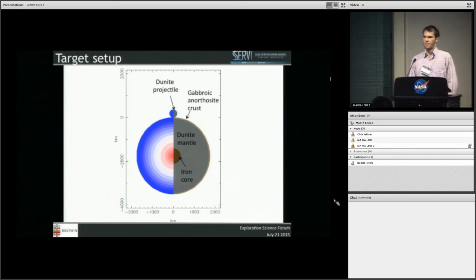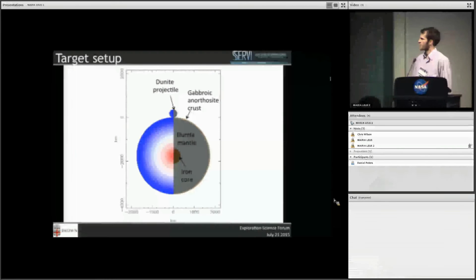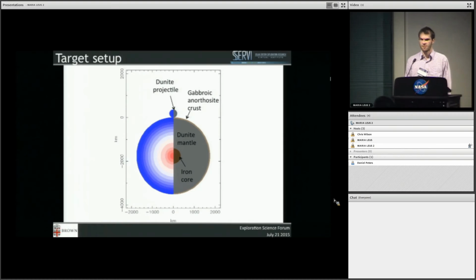This figure here is showing my target setup for looking at these Procellarum-sized impacts onto the moon. So here we have the moon modeled as a fully spherical planet, separated into a gabbroic anorthosite crust on top of a dunite mantle with an iron core at the center, and also using dunite to represent the impactor. We looked at impactor sizes above 200 kilometers in diameter and impact velocities of between 10 and 20 kilometers a second, which are typical for this early period in lunar history.